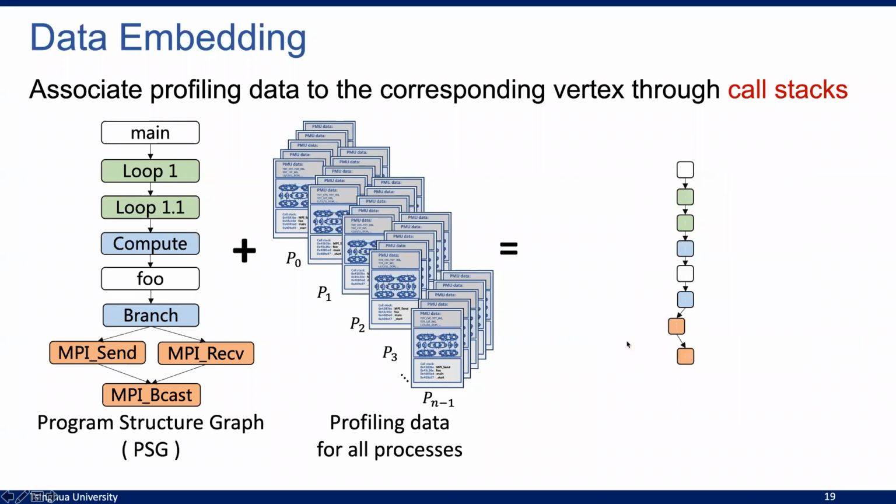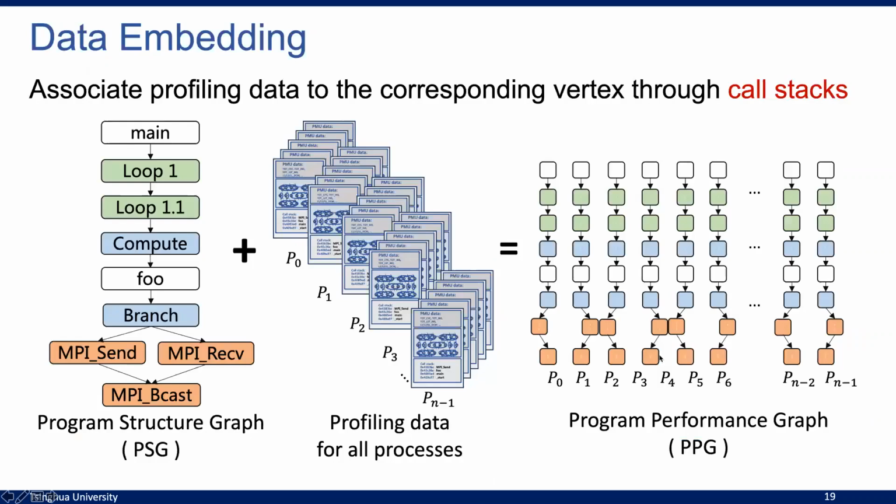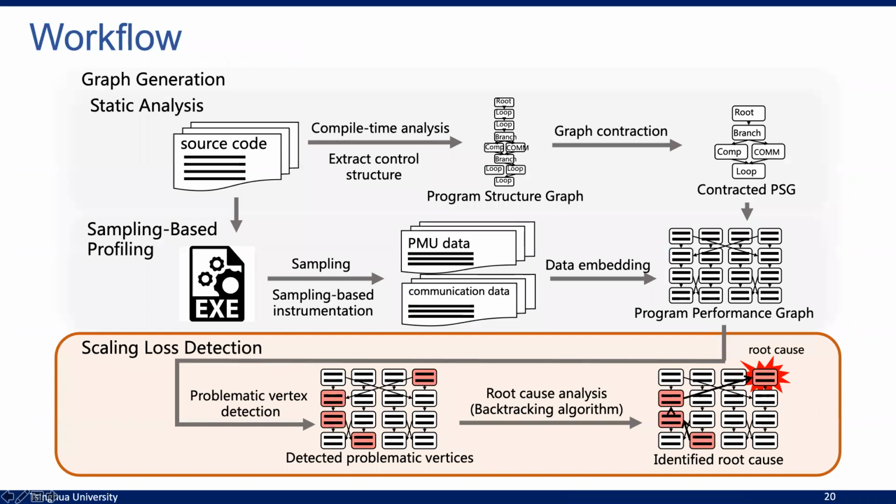We first build a graph for one process, and then we build a performance graph for each process, and finally the program performance graph is built like this. We call it PPG. And now we have built the program performance graph.